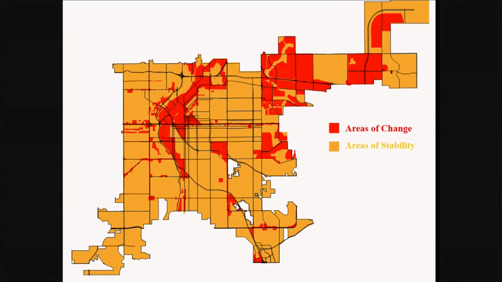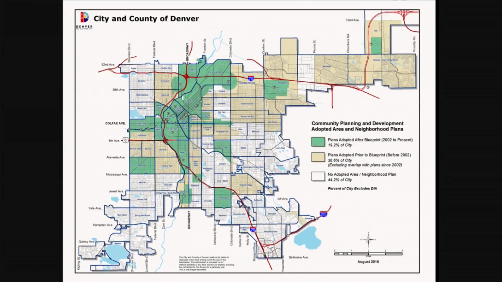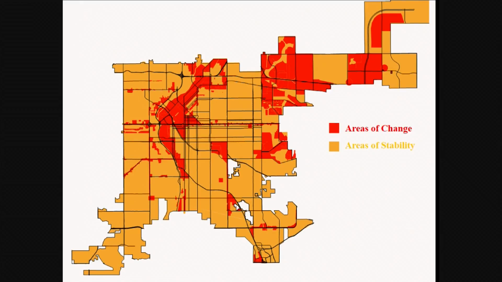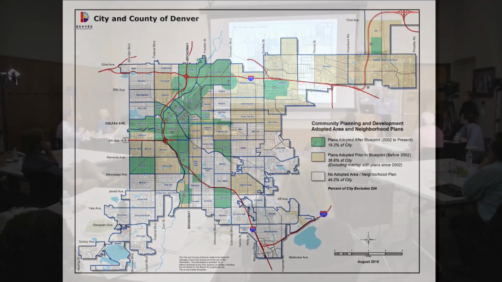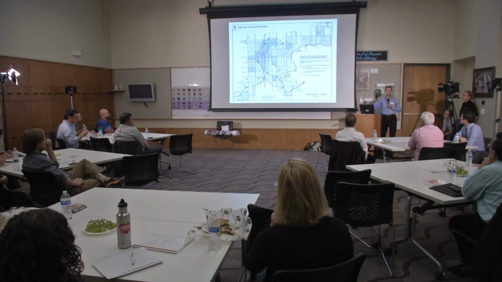So where have they done plans? If we go back to last week, areas of change and areas of stability, you'll see where there's red here and there's an area of change. There's a pretty good overlap, especially in that center section, with the places that have recent plans. And the further northeast, where there are areas of change, they have plans as well. They're a little bit older. They predate Blueprint Denver, but they have plans. So the planning department has rationally allocated their limited resources to making sure we have a plan, a community vision, where we're expecting change.